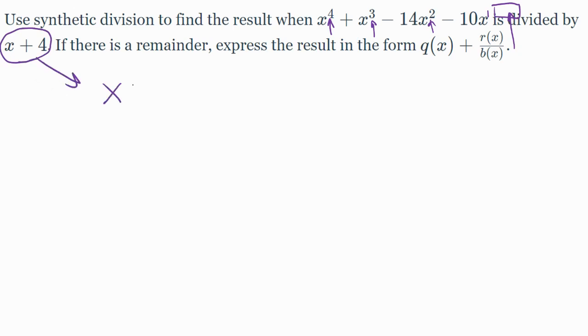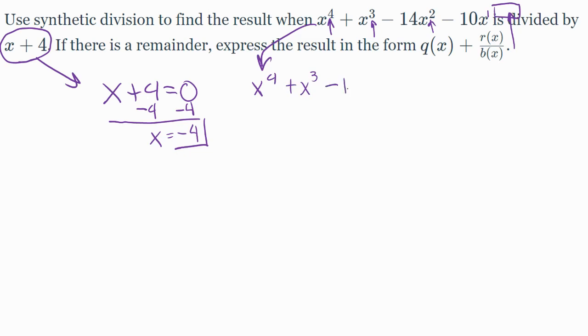We are dividing by a linear, so we can do it. So we're going to write x plus 4, set that equal to 0, and solve. So we subtract 4 from both sides, and that's going to give us x equals -4. That goes in my little half box deal. And then I'm going to bring this polynomial down, x to the 4 plus x to the third minus 14x squared minus 10x. And then we're going to go ahead and bring our coefficients out of there. So remove the variable. So we got the 1 comes down, 1, -14, and -10.